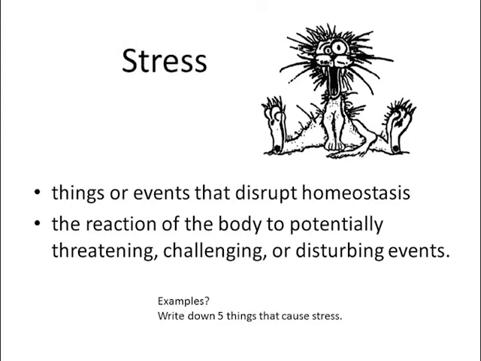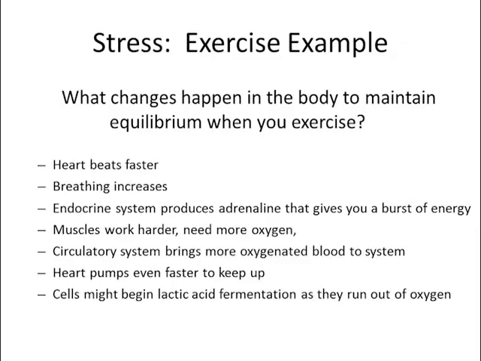And what would be an example of a good stress? So think about changes that happen in our body to maintain equilibrium when we exercise. So exercise is actually a form of stress. And we think of it as being a really good thing, which it is. And it's funny because we think of stress as being a bad thing all the time, but it's not always a bad thing. So when you exercise, your heart beats faster because you're trying to get in more oxygen.